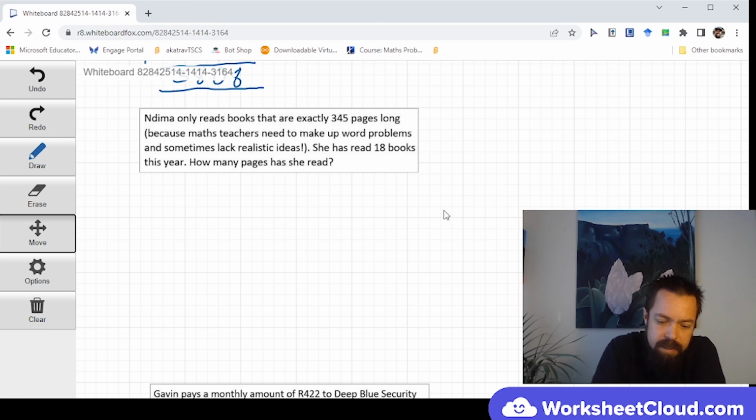So it's a straightforward multiplication one. We just need to make sure that we're multiplying 345 by 18. Let's write our number sentence. 345 times 18. We can put it into the format we want.